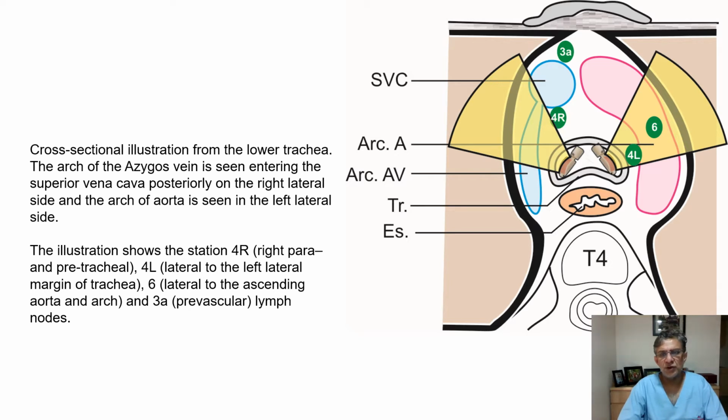This is an illustration of the same video that we have seen, where we can more clearly see the azygos vein entering into the superior vena cava posteriorly on the right side, and the arch of aorta making an arch, and the respective lymph node stations as seen in the figure.